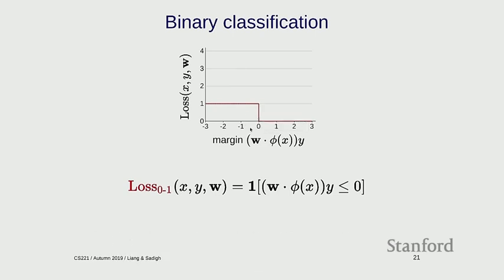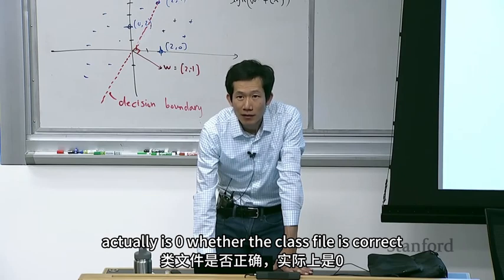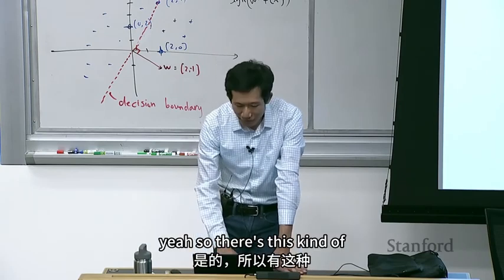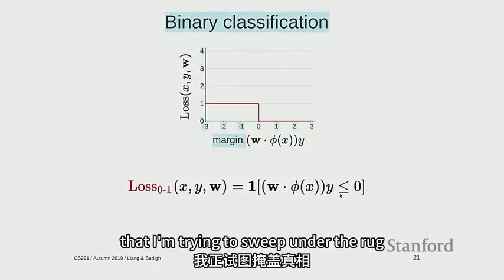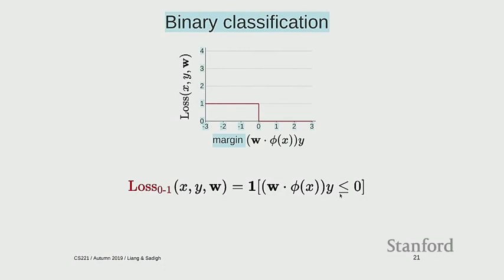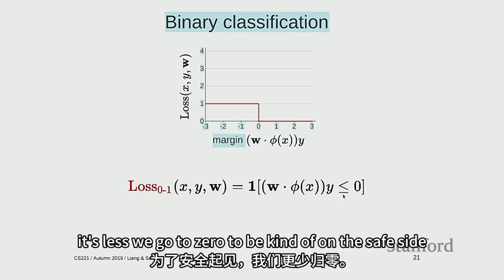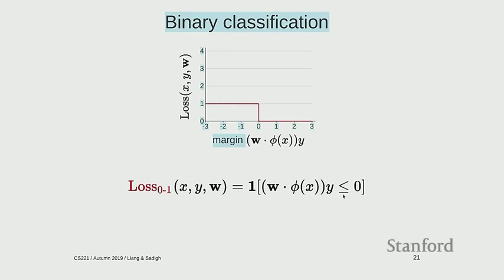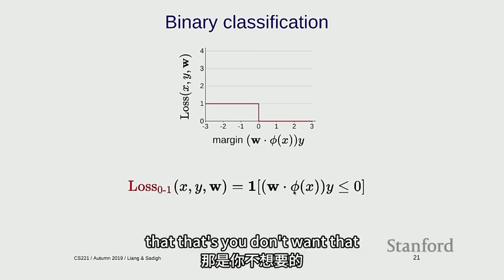Yeah? Why less than or equal to 0, because we have not defined when the margin is 0, whether the classifier is correct or incorrect. Yeah, so there's this kind of boundary condition of what happens exactly at 0 that I'm trying to sweep under the rug because it's not terribly important. Here, it's less than or equal to 0 to be on the safe side. So if you don't know, you're also going to get it wrong. Otherwise, you could always just return 0, and then you don't want that.